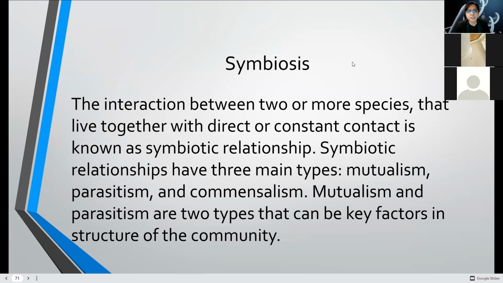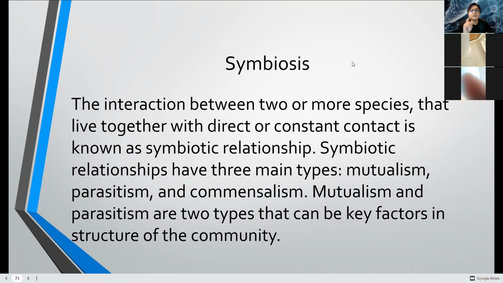The interaction between two or more species that live together with direct or constant contact is known as a symbiotic relationship. Symbiotic relationships have three main types. We have three main types of symbiotic relationship. One is mutualism, the other is parasitism, the third one is commensalism.